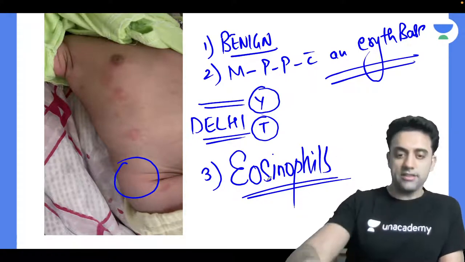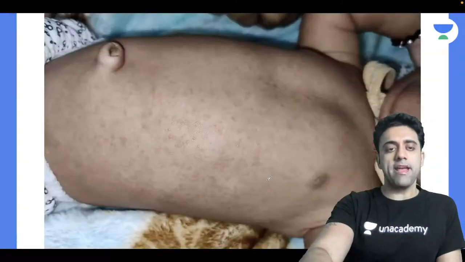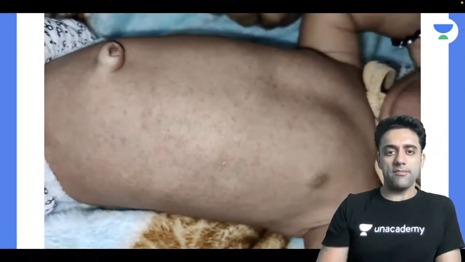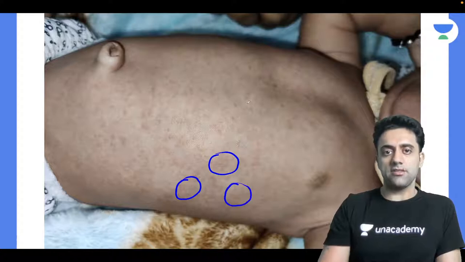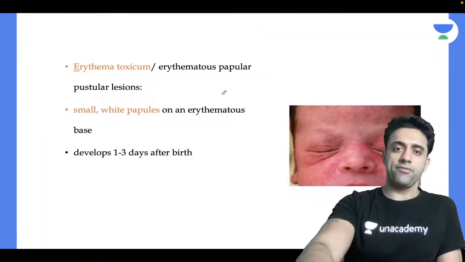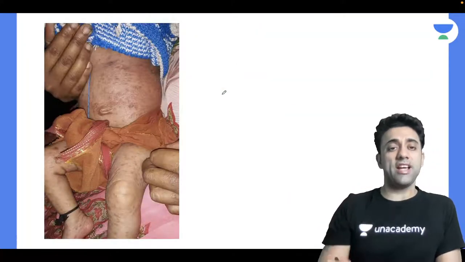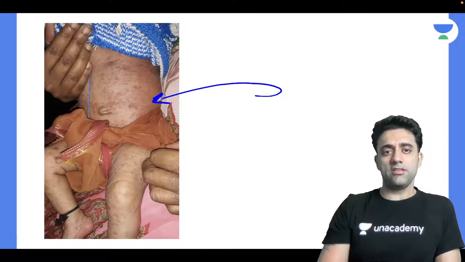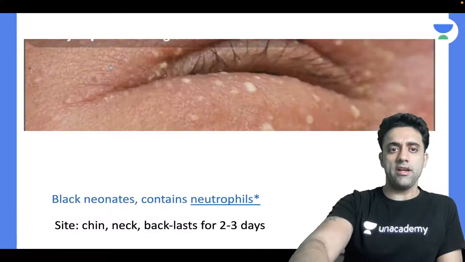Yeah, that's right. Then next, this is erythema toxicum. Next one, what do you call this? Also same, erythema toxicum. All these rashes are erythema toxicum. This also is extensive erythema toxicum. This also extensively erythema toxicum. Okay, next, yeah, this is a good one.